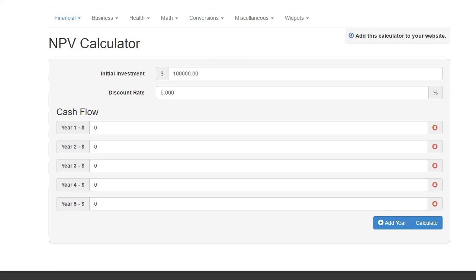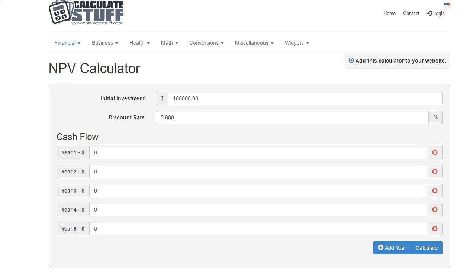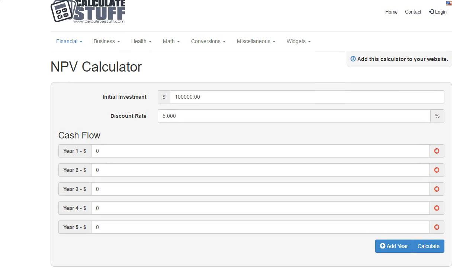Again, from the folks at calculatestuff.com. I really like this calculator a lot. So let's just have the default values in here. Let's go ahead and plug in our initial investment, 2,500,000. Okay, check. Discount rate, I know what that is. That was our cost of capital, which was 10%.